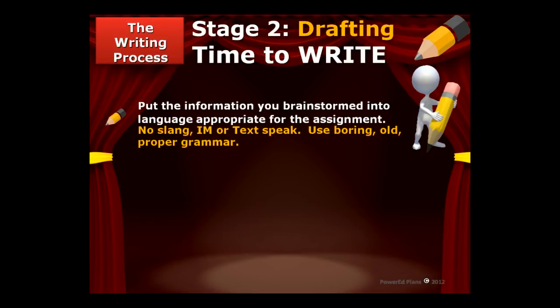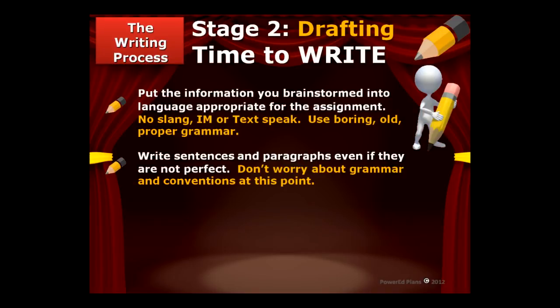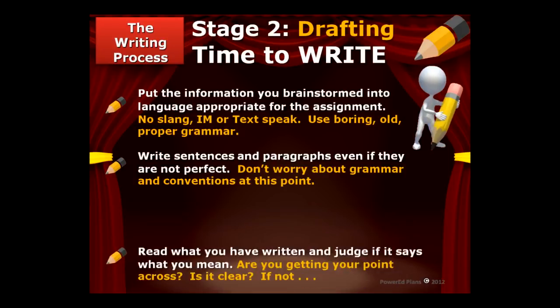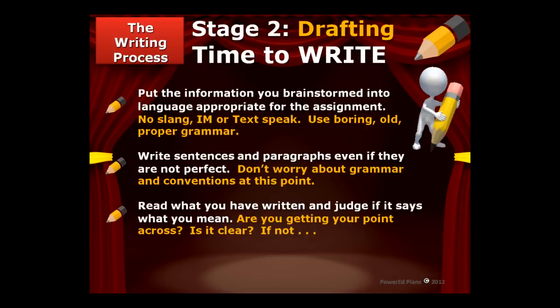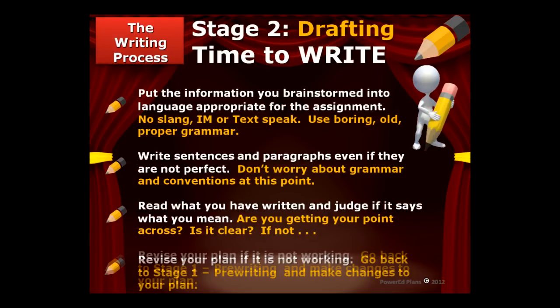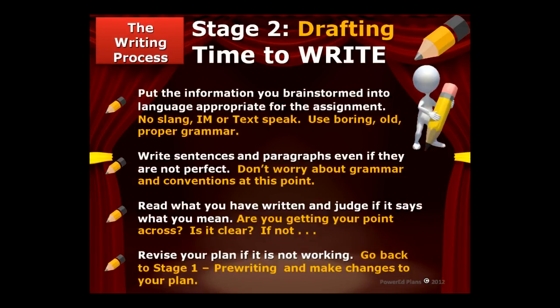They need to use boring, old, proper grammar. Have your students write sentences and paragraphs at this point, even if they're not perfect. Don't let them worry about the grammar and conventions, because that's going to be taken care of later. Read what they have written, and here's where they need to judge if it's saying what they mean it to say. Now, here's the hardest part. If they are not getting their point across, they need to revise their plan. Go back to stage 1, the pre-writing, and they can make changes accordingly.